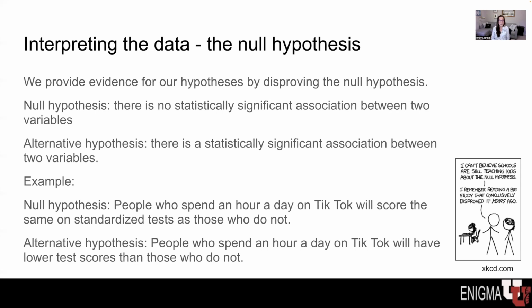So perhaps, as an example, people who spend an hour a day on TikTok will score the same on standardized tests as those who do not. Whereas our alternative hypothesis, the one that we're more interested in, is that there is a statistically significant association between two variables. So in our TikTok example, our alternative hypothesis could be that people who spend an hour a day on TikTok will have lower test scores than those who do not.